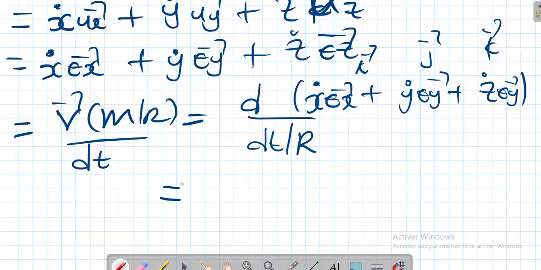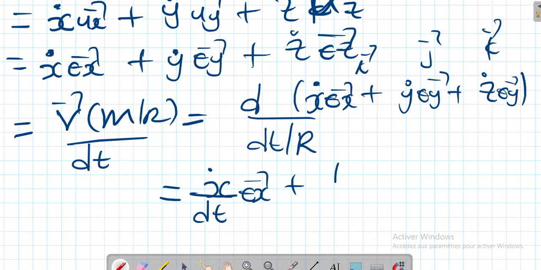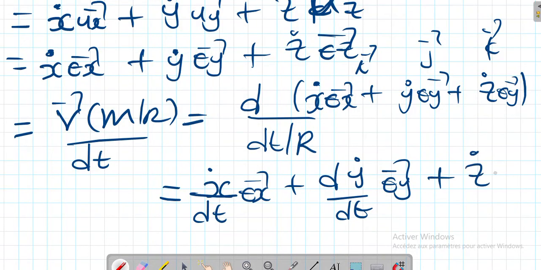So what are you going to do? The product rule, you are only going to find the first part of the product rule. So the derivative of x dot with respect to time, keeping ex constant, plus the derivative of y dot with respect to time, keeping ey constant, plus the derivative of z dot keeping ez constant with respect to time.